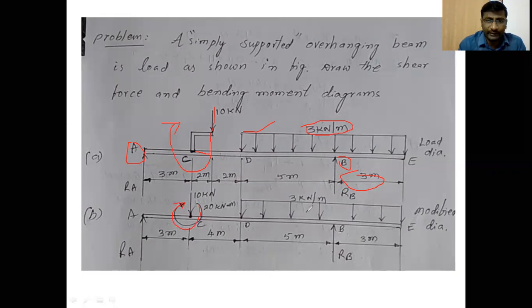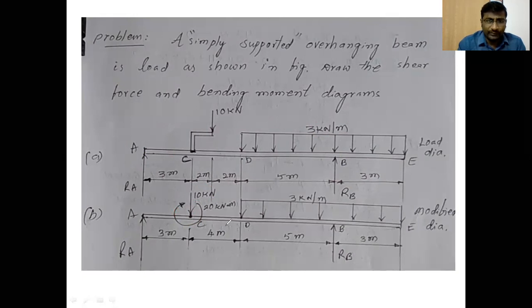So this is the modified diagram. The bottom one is the modified load diagram, which has the 3 kilonewtons per meter distributed load, and due to this 10 kilonewtons, one direct point load of 10 kilonewtons acts at point C. Clear, students? One moment is also developed at point C, that is 10 into 2, 20 kilonewton meter, and the couple is developing at point C.